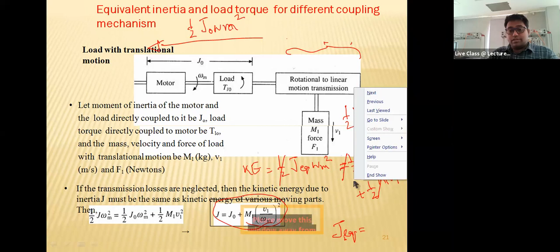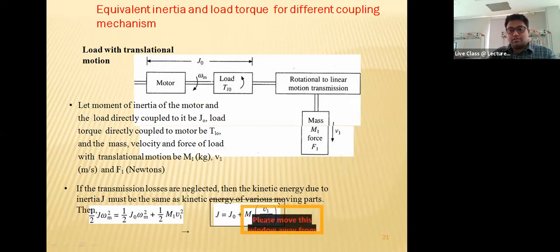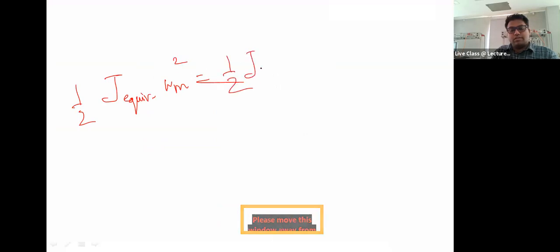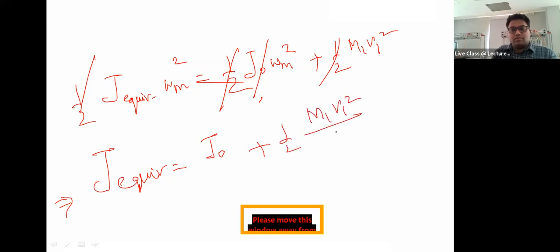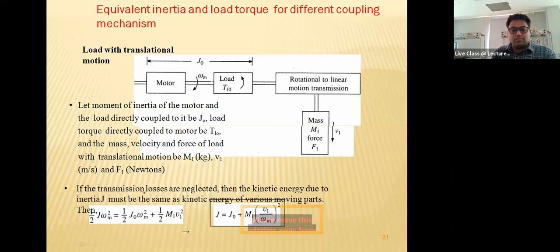Hope you are being able to understand it. I'm not getting any feedback today. So half J equivalent omega m square will be equal to half J naught omega m square plus half m1 v1 square. So J equivalent will be equal to J naught, with omega m cut out, plus m1 v1 square by omega m square, right? So that would be the equation for the equivalent J, moment of inertia.